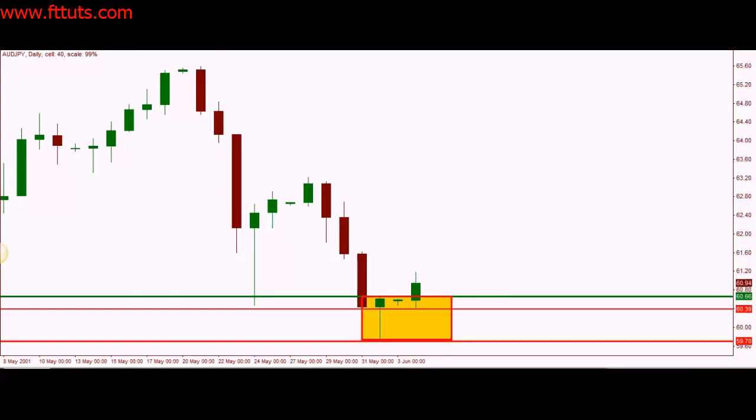And now we're waiting for this candle to close to see what we get here. Okay, so this is one thing. There are a couple of things that I want to talk about.